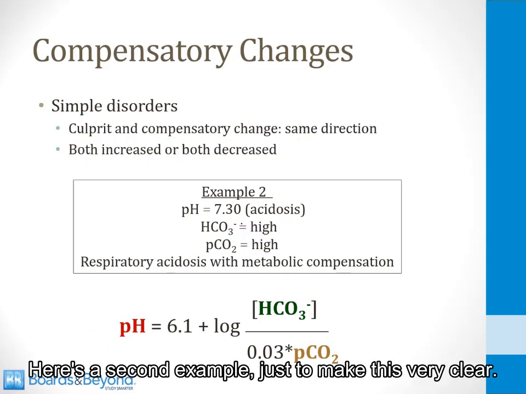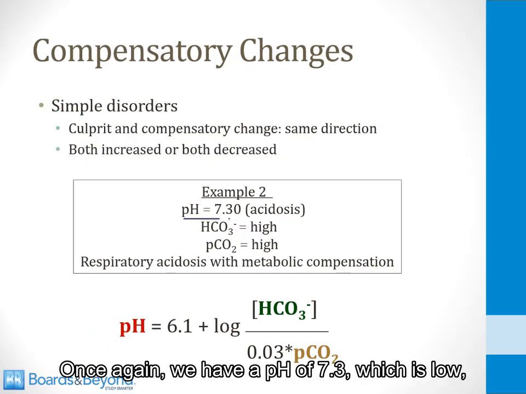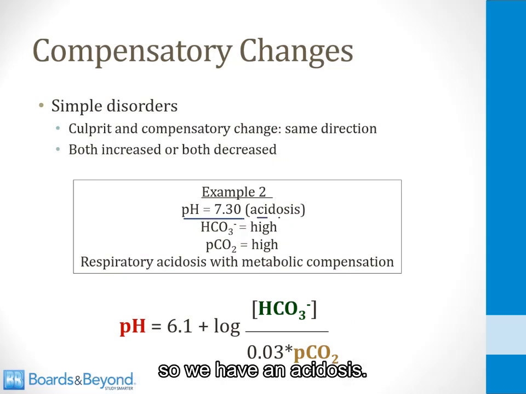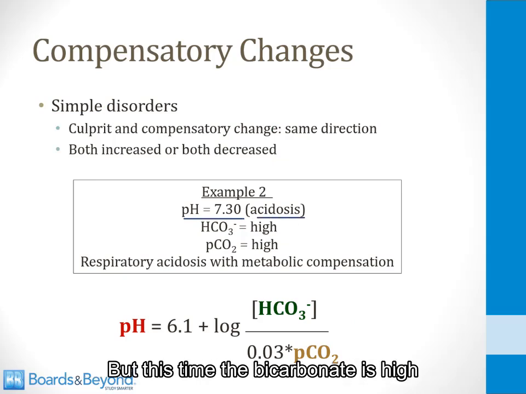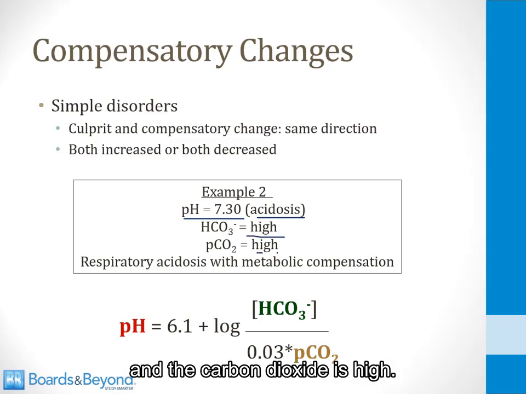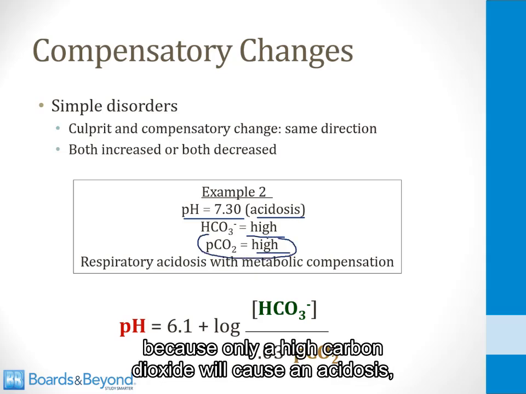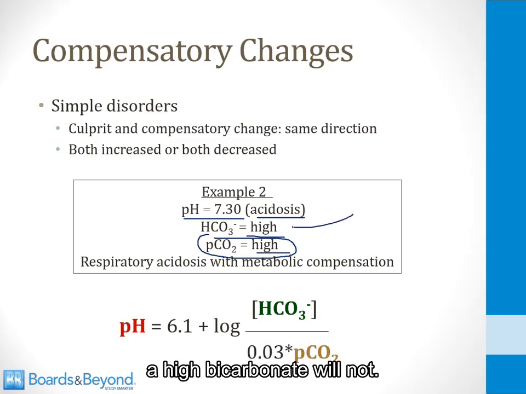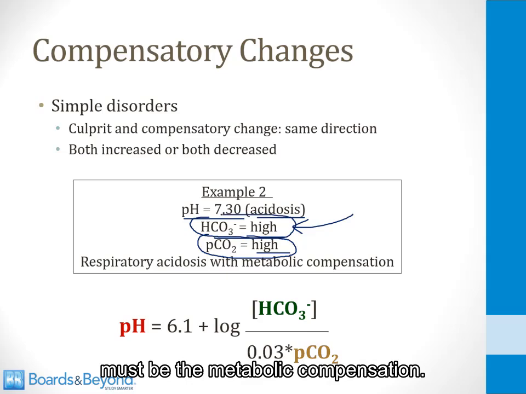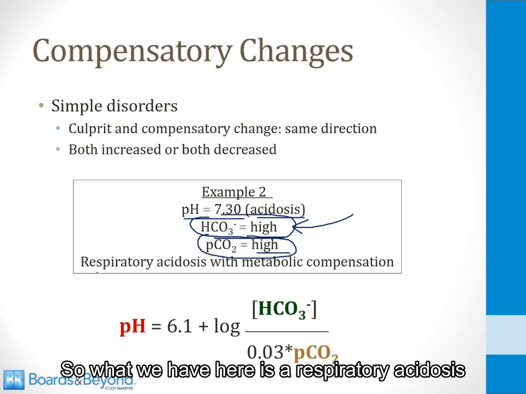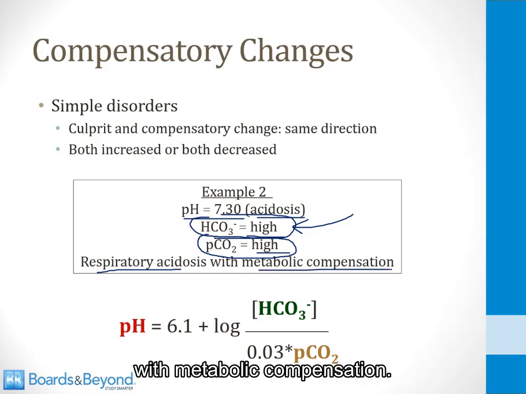Here's a second example just to make this very clear. Once again, we have a pH of 7.3, which is low, so we have an acidosis. But this time the bicarbonate is high and the carbon dioxide is high. So this must be a respiratory acidosis because only a high carbon dioxide will cause an acidosis. A high bicarbonate will not. Therefore, the high bicarbonate must be the metabolic compensation. So what we have here is a respiratory acidosis with metabolic compensation.